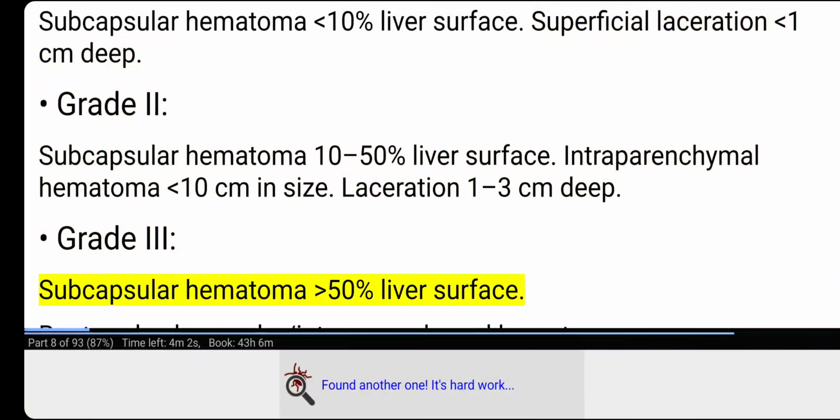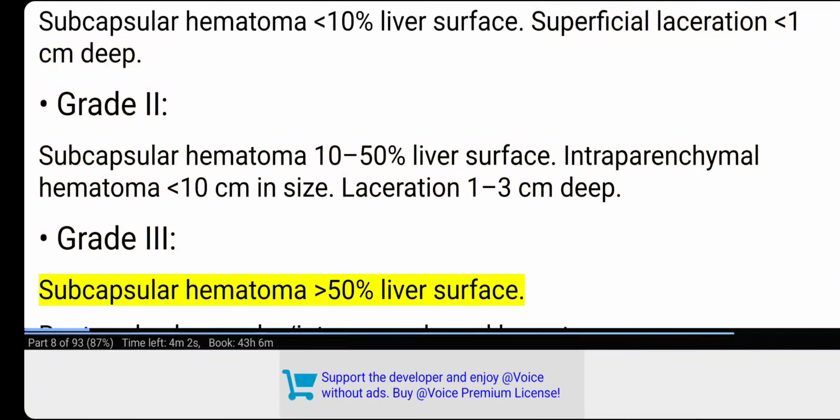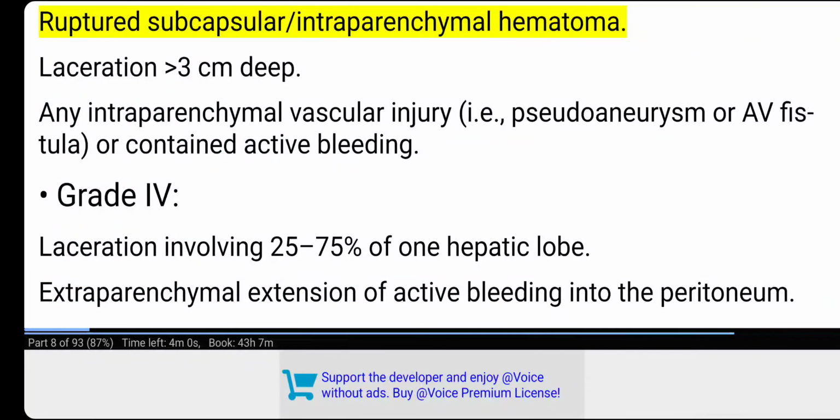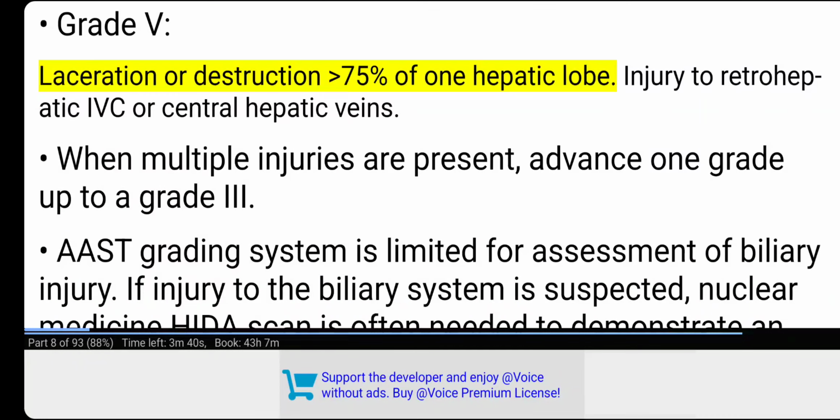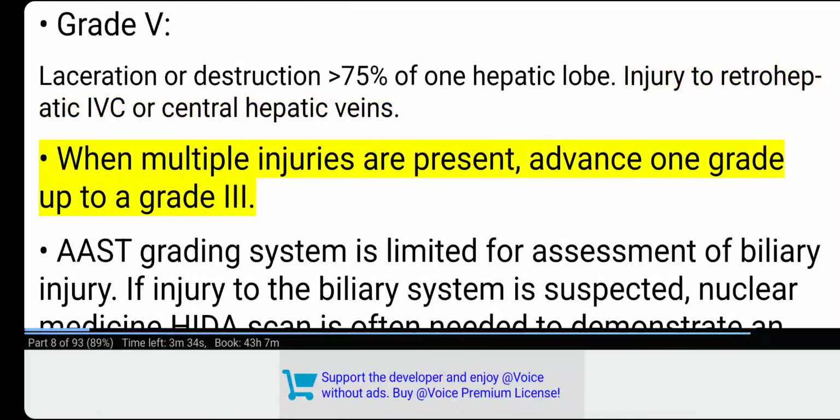Grade 3. Subcapsular hematoma greater than 50% liver surface. Ruptured subcapsular intraparenchymal hematoma. Laceration greater than 3 cm deep. Any intraparenchymal vascular injury, i.e., pseudoaneurysm or AV fistula, or contained active bleeding. Grade 4. Laceration involving 25–75% of one hepatic lobe. Extraparenchymal extension of active bleeding into the peritoneum. Grade 5. Laceration or destruction greater than 75% of one hepatic lobe. Injury to retrohepatic IVC or central hepatic veins. When multiple injuries are present, advance one grade up to a grade 3.